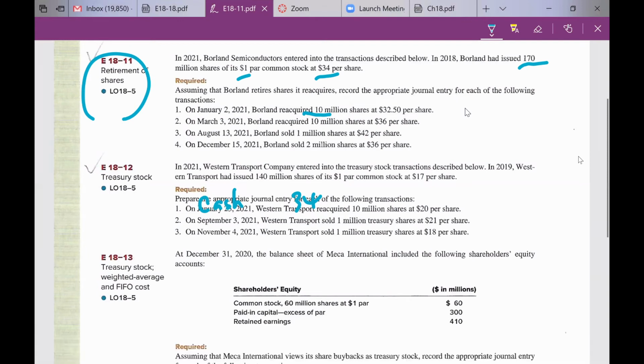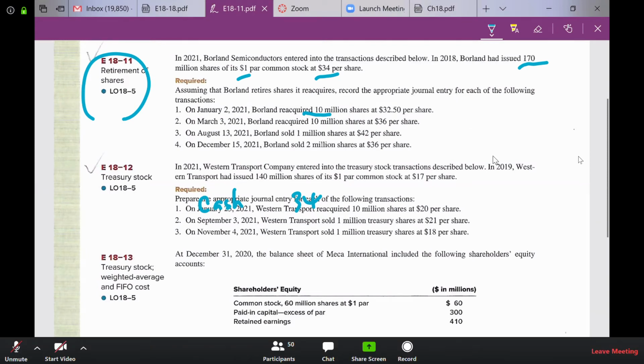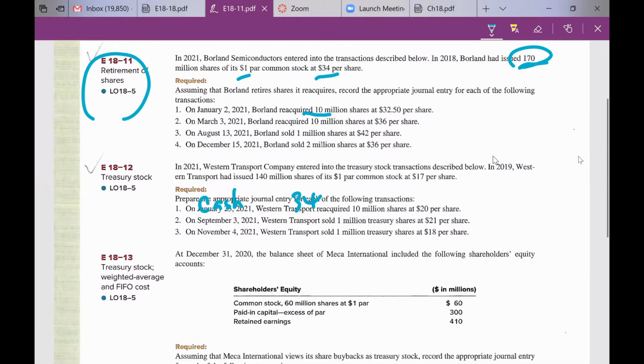Okay, so you should debit cash for 34, right? Because you issue for $34, and then you credit common stock for 1 million, right? Because the $1 per share, 10 million, sorry. Oh no, actually it's 340, right? So this is 10 million shares, sorry. So this is 340 millions, right?